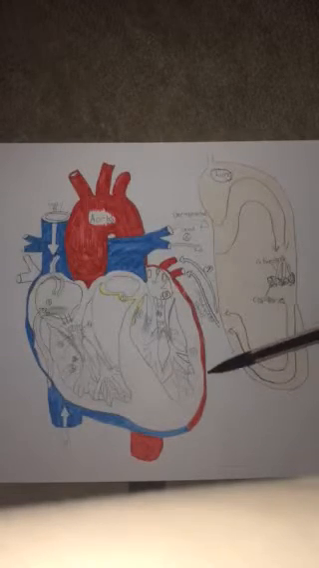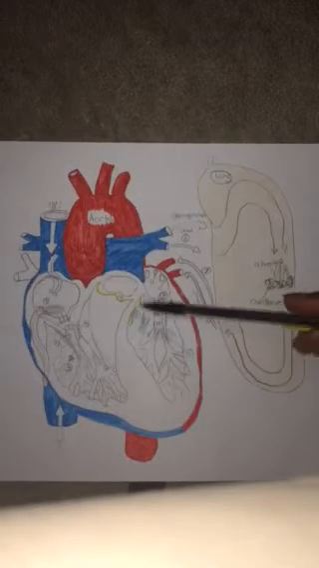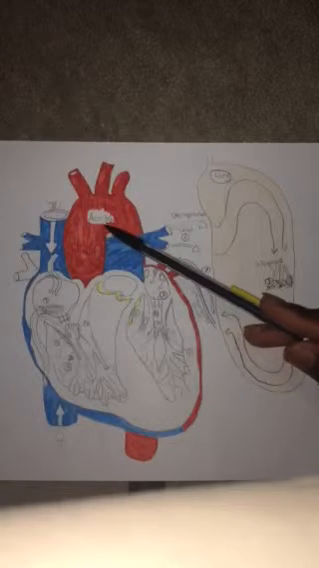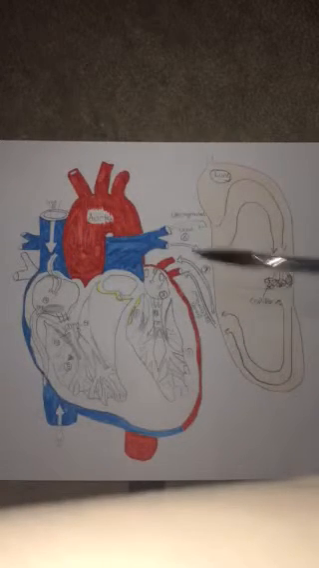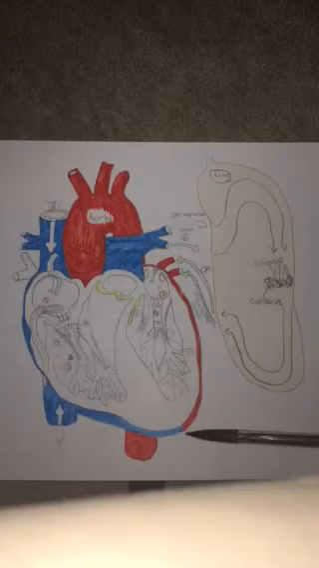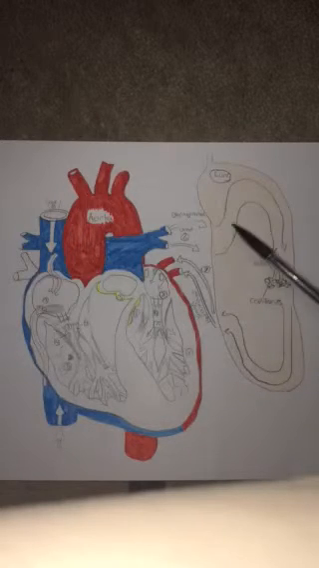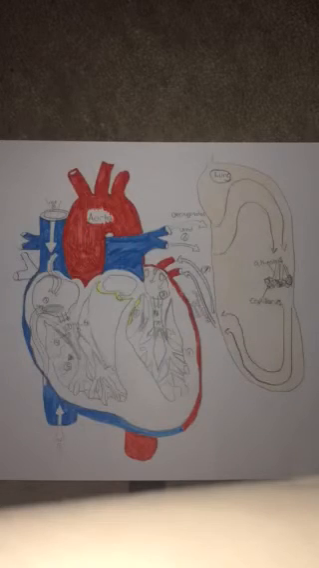And the blood passes through the semilunar valve to the beginning of the aorta, located right here. And thus the cycle continues, and that is how the blood flows throughout the heart and creates oxygen for the lungs, which then re-enters back into the heart.